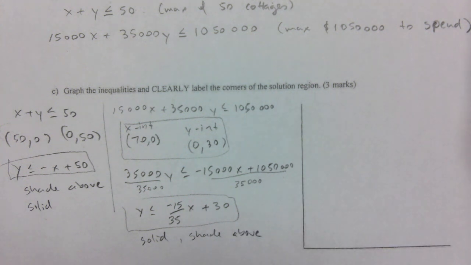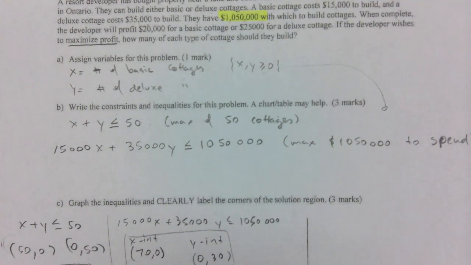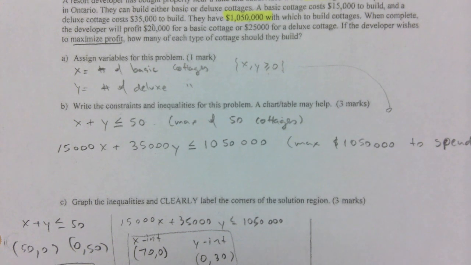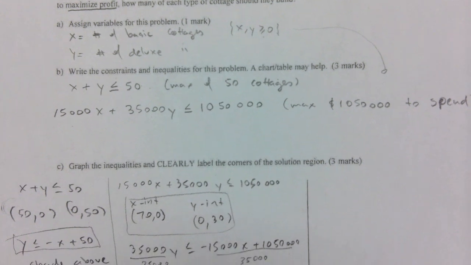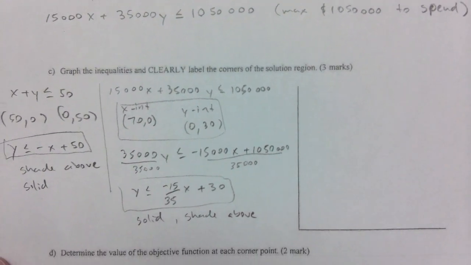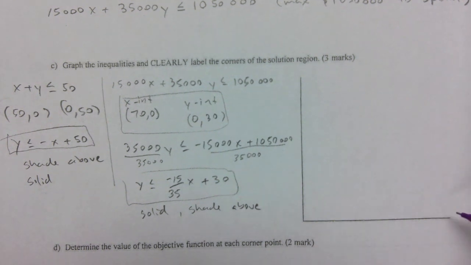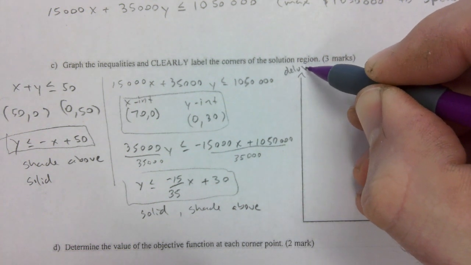And some of you might be asking, what about the 25,000 and the 20,000, Mr. Dirksen? Up there in the problem, right? Up here, it mentions that, but there is no restriction on the profit at all. It doesn't say we want to make at least this much or anything. So that's probably going to be used for your objective function later on. Okay? So if you graph this, this is your basic, and this is deluxe. I'm rushing a little bit.